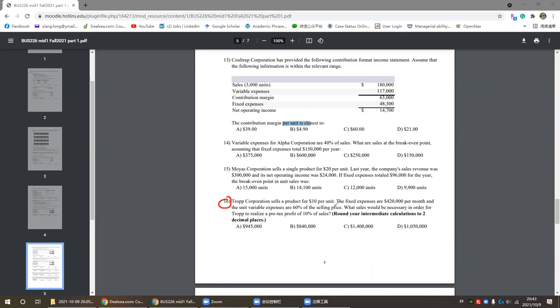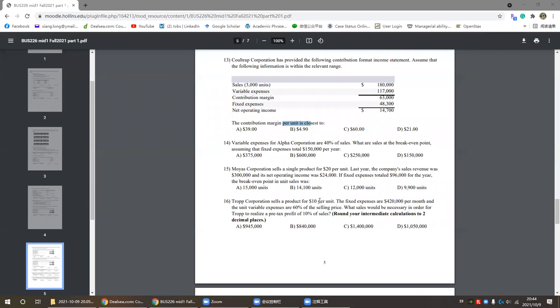So here we have this company that sells these things for $10. The fixed expense is equal to 420,000, and the variable expense is equal to 60% of the sales price. What sales would be necessary in order to get a pre-tax profit of 10% of the sales? Here it did not give you the exact number, but it gave you 10 percent of the sales. So first, we need to calculate the contribution margin.